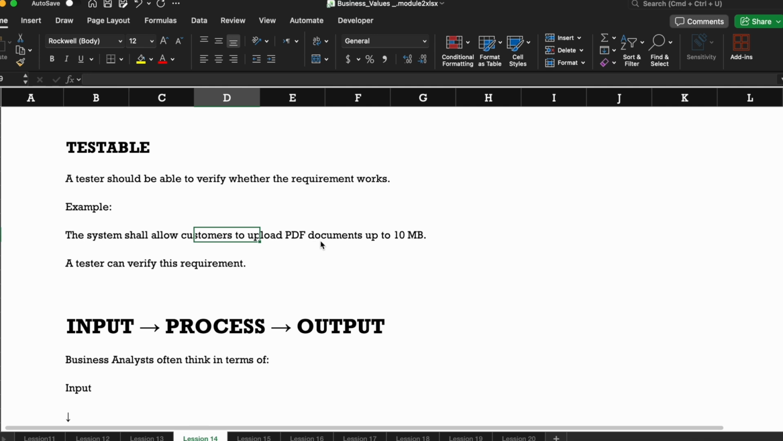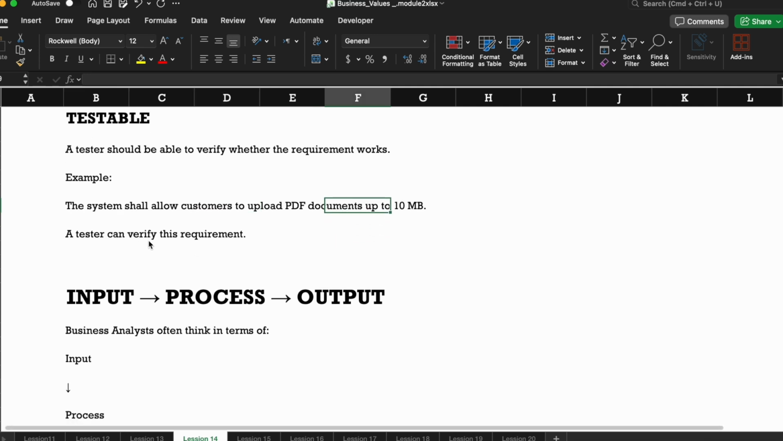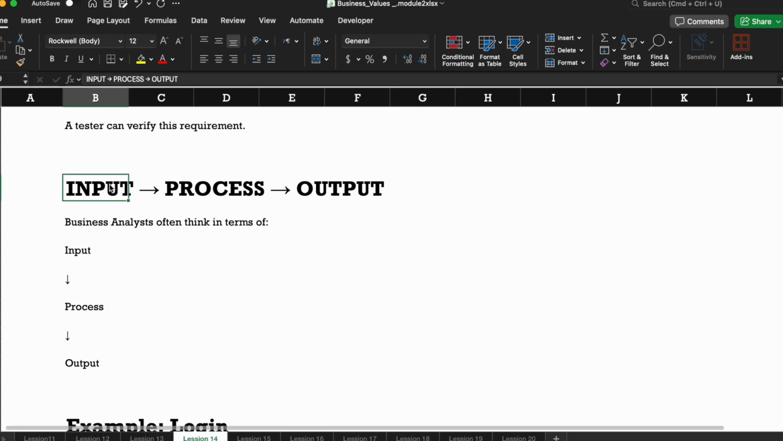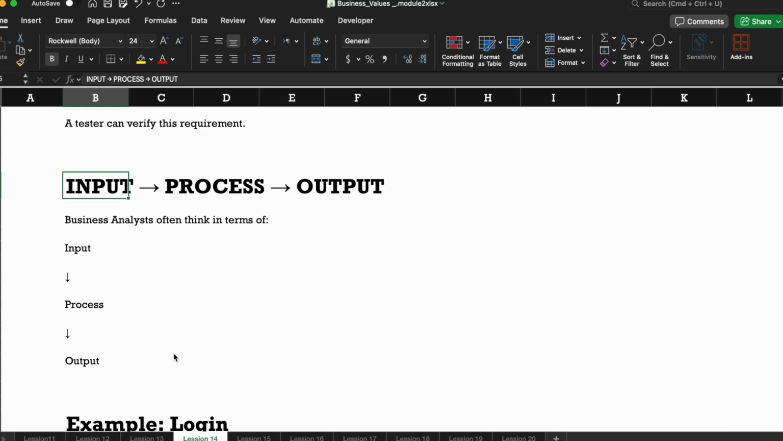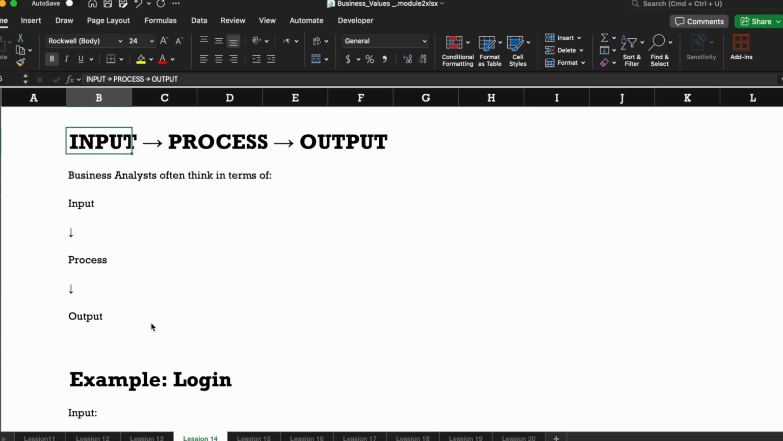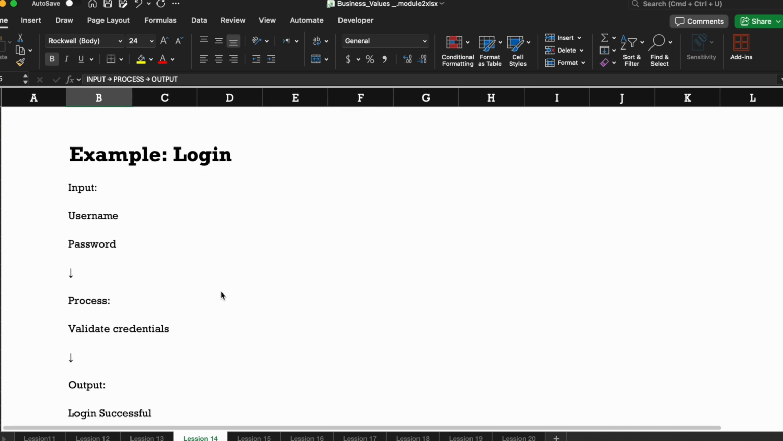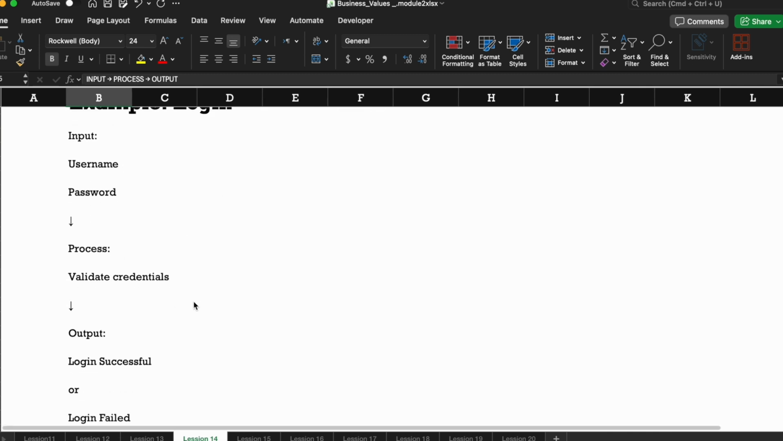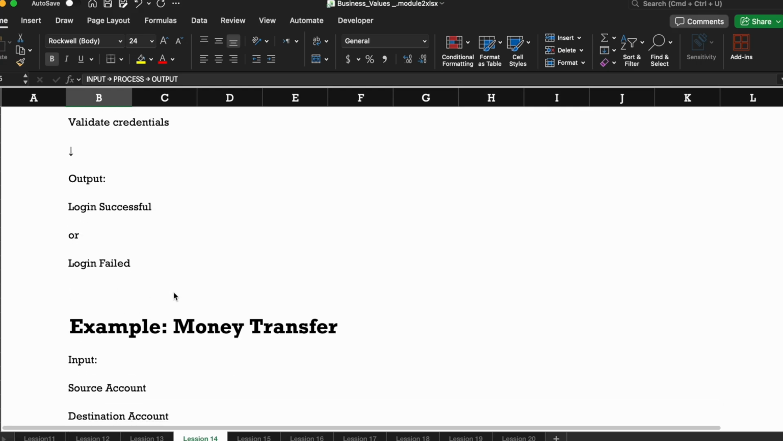So you have to give this because we are working with the system. A tester can verify this requirement. So input: what we need to provide, what we collect from the customer, from the UI. Process: what business rules we need to run. And what is the expected outcome. Business analysts often think in terms of input, process, output. So we are going deeper from module 1. Keep in mind: what is the input, what is the process, what is the output. Example: login. Input: username, password. Process: validate credential. Output: login successful or login failed.